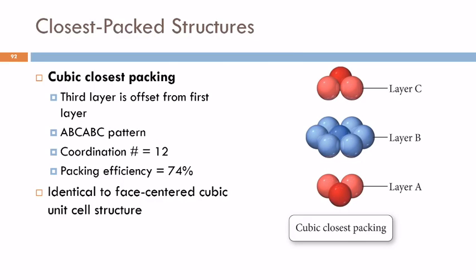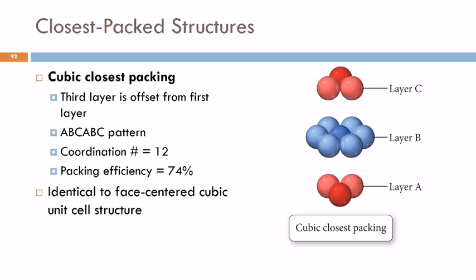Then there's what's called cubic closest packing. So we've got our first layer and our second layer, same as before, but now the third layer is offset from both the first and the second layer. So in layer A, for this ball, there's 1 in front and 2 behind. In layer C, there's 2 in front and 1 behind. So they're not directly on top of each other. Here we get an ABC pattern.